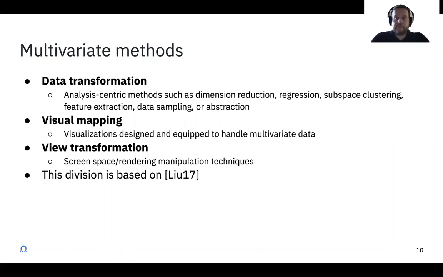So multivariate methods, what are they? A survey by Liu, which is quite a nice survey in the InfoVis community, uses a rather useful categorization. First, you can have data transformation, which is analysis-centric methods such as dimension reduction, regression, subspace clustering, feature extraction, data sampling, or abstraction. So these are recomputations of the data. Then we have visual mappings. Those are visualizations designed and equipped to handle multivariate data. And then we have so-called view transformations. We are not going to go over these in this lecture, but those are screen space rendering manipulation techniques.